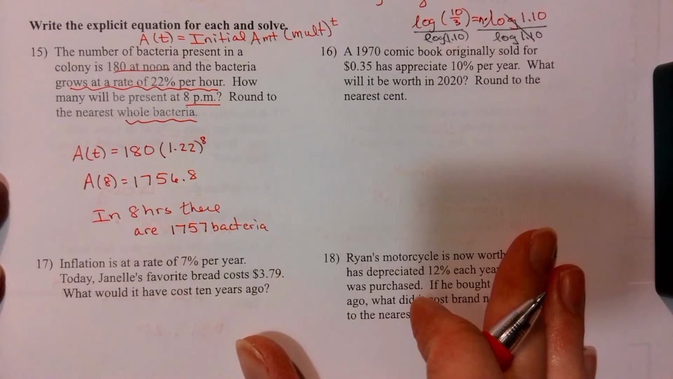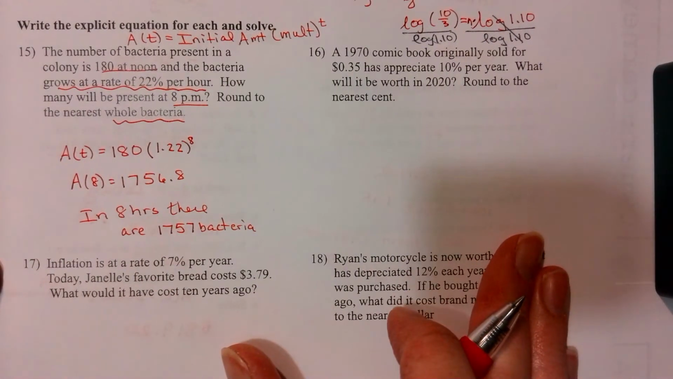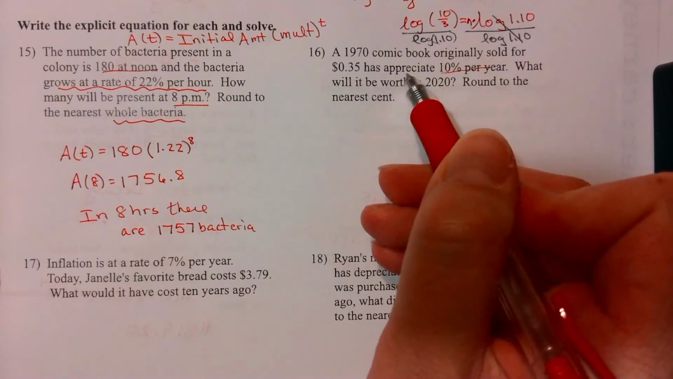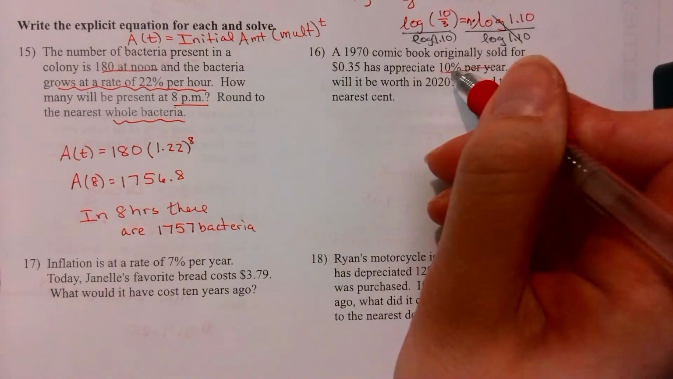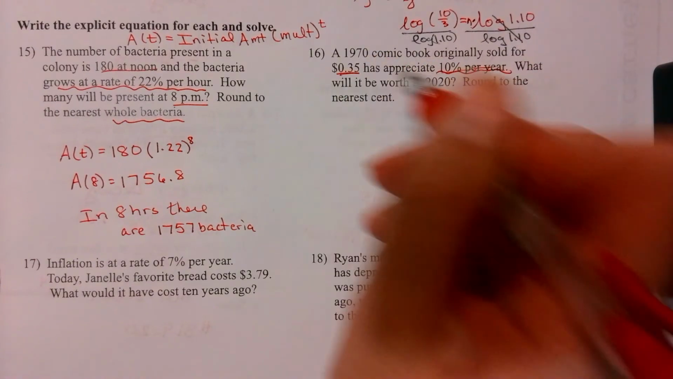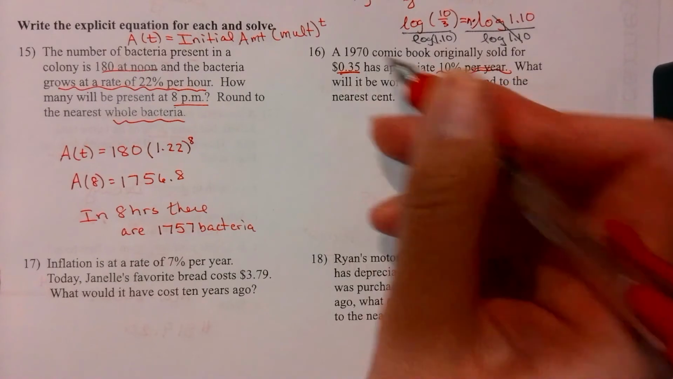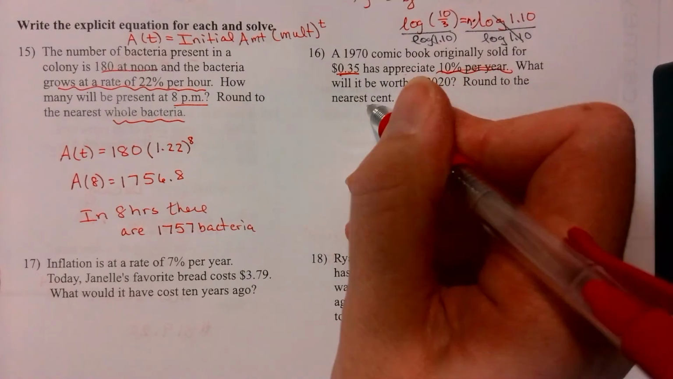Okay, all right, so a comic book originally sold for 35 cents and appreciates 10% per year. So appreciate is increasing. And 35 cents is what it was worth. What will it be worth in the year 2020? So we're talking 50 years. Round it to the nearest cent.